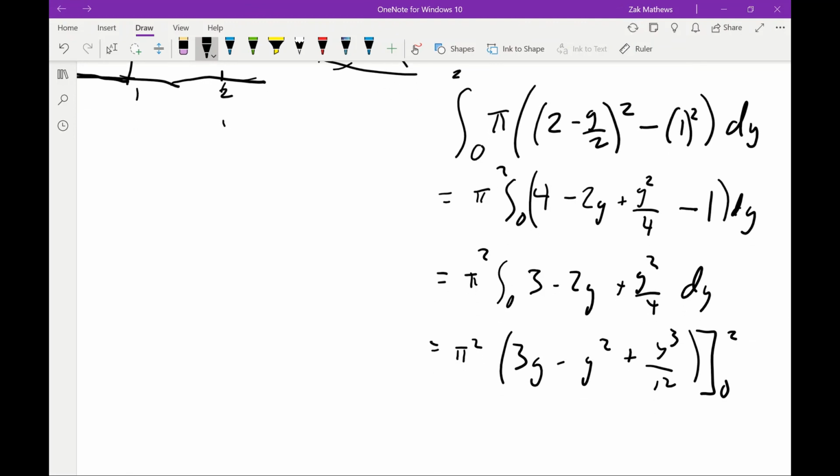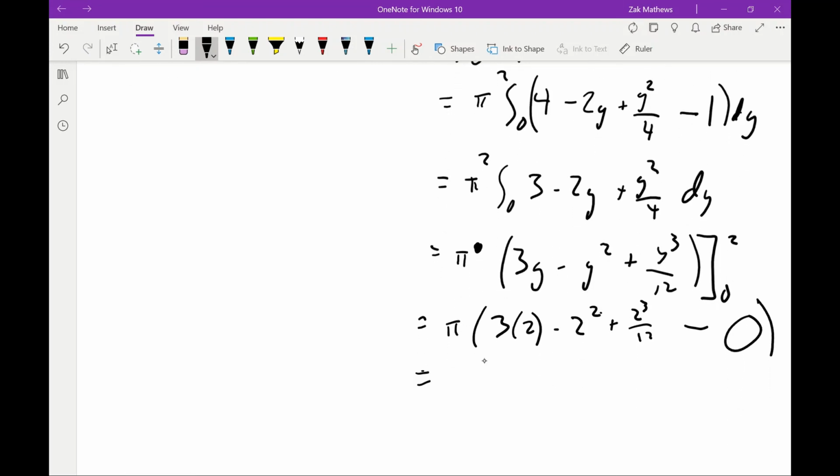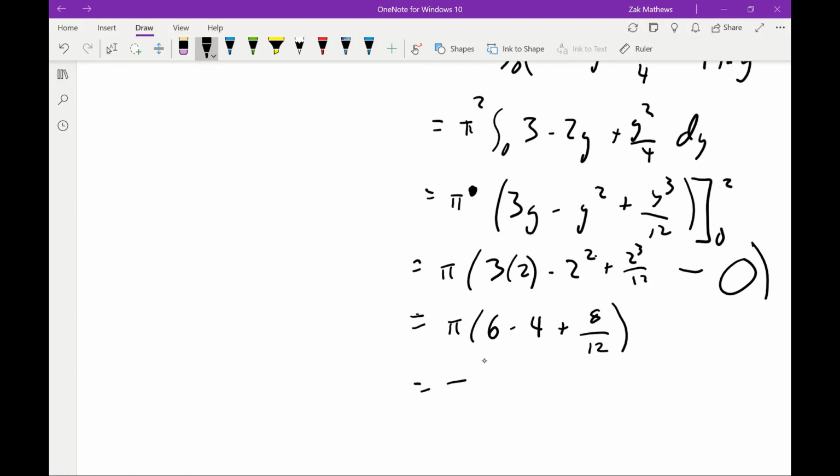The squared should not be on the pi. That 2 should be on the integral, not on the squared. So get rid of that squared there. And so now if we plug in, we'll have 3 times 2 minus 2 squared plus 2 cubed over 12 minus, and again we plug 0 in for all of it, it's just 0. So we'll have pi times 6 minus 4 plus 2 cubed is 8 over 12. So pi times 2 plus 8 over 12.